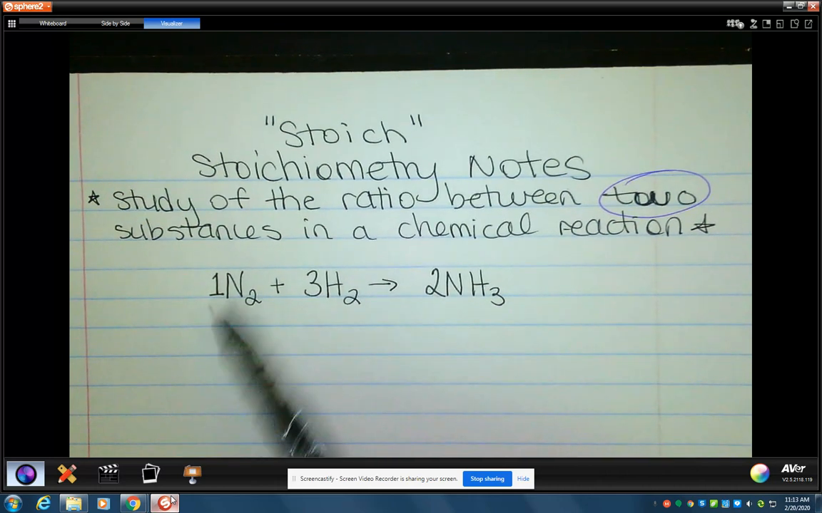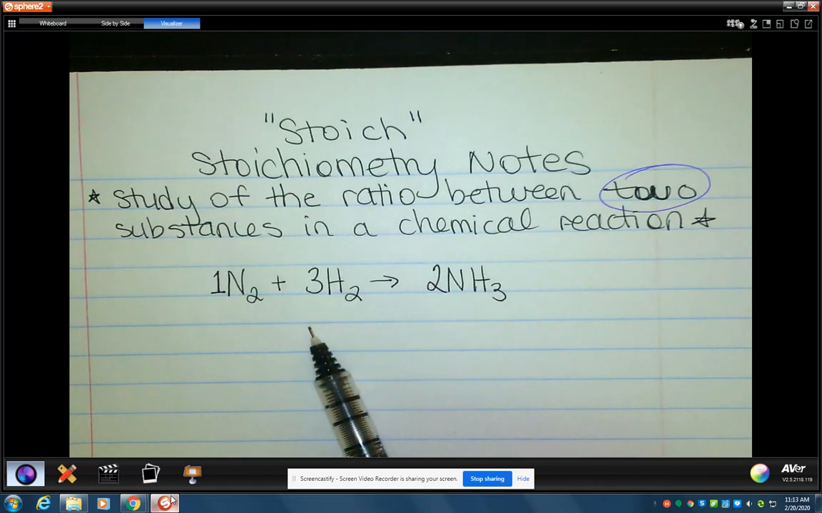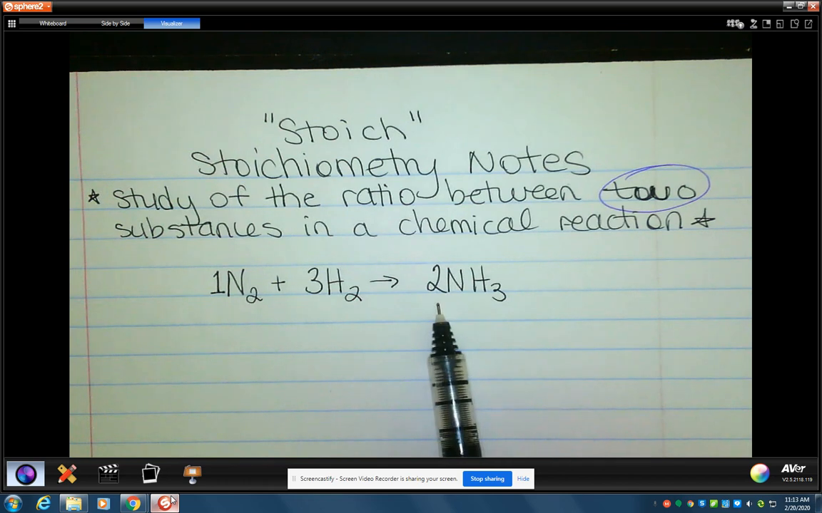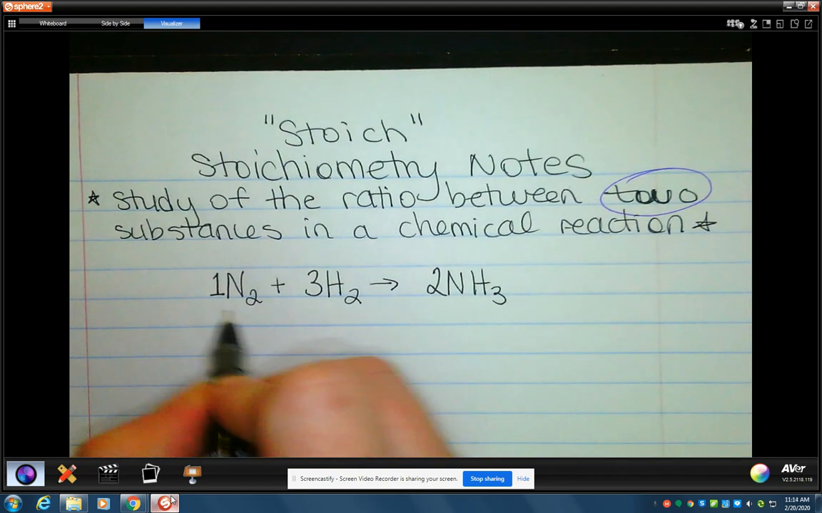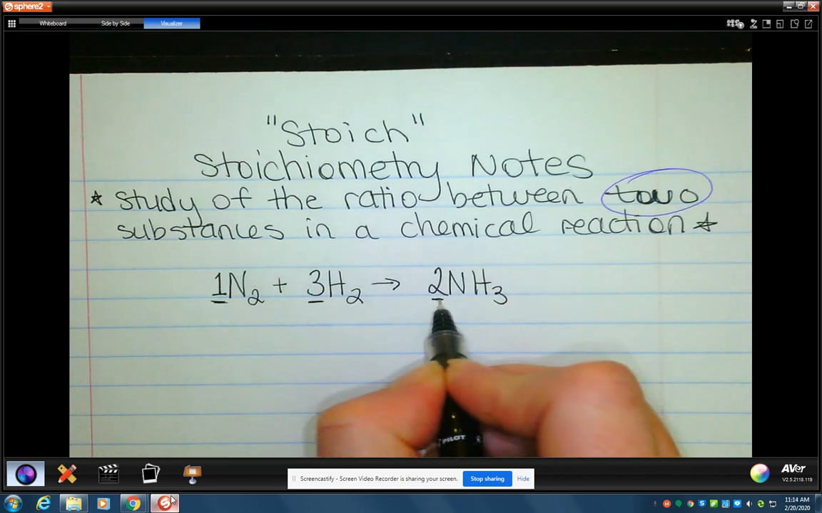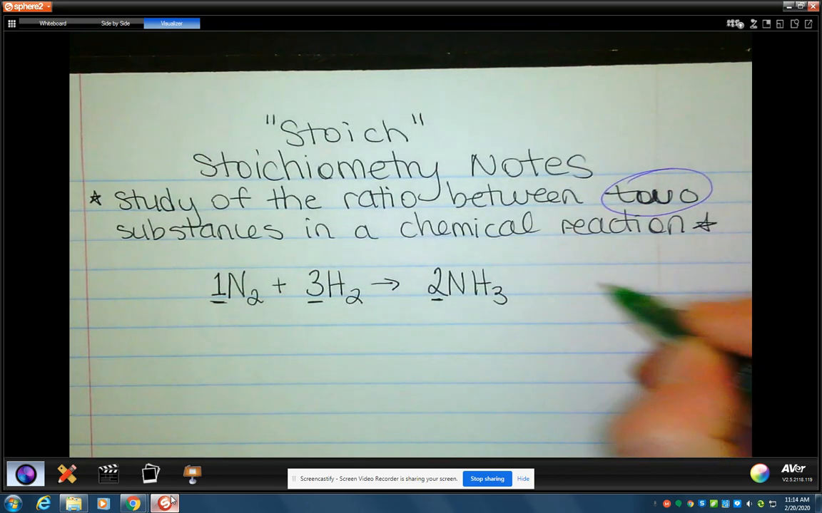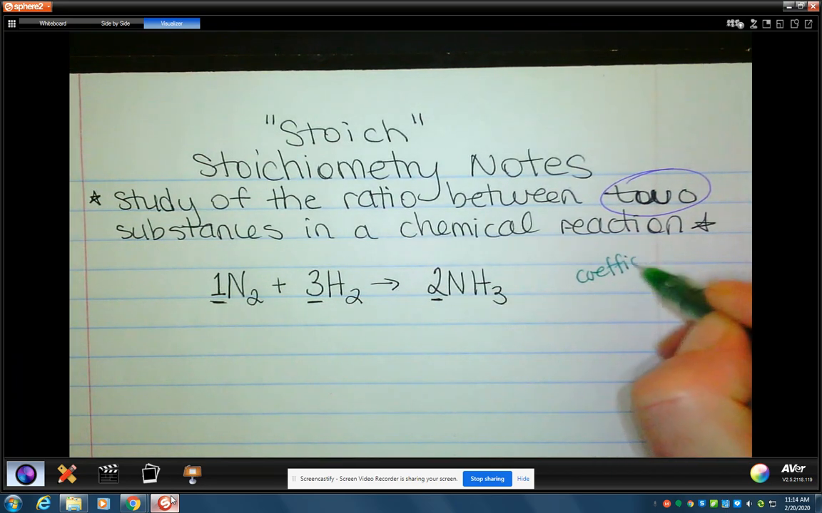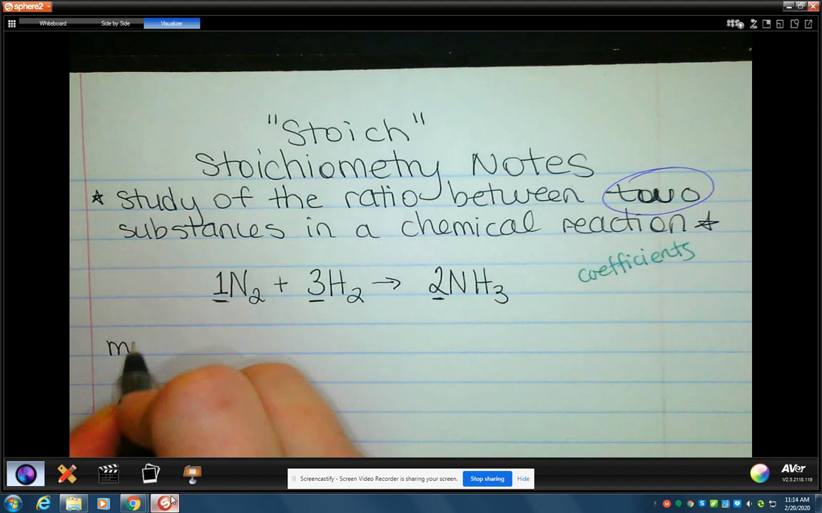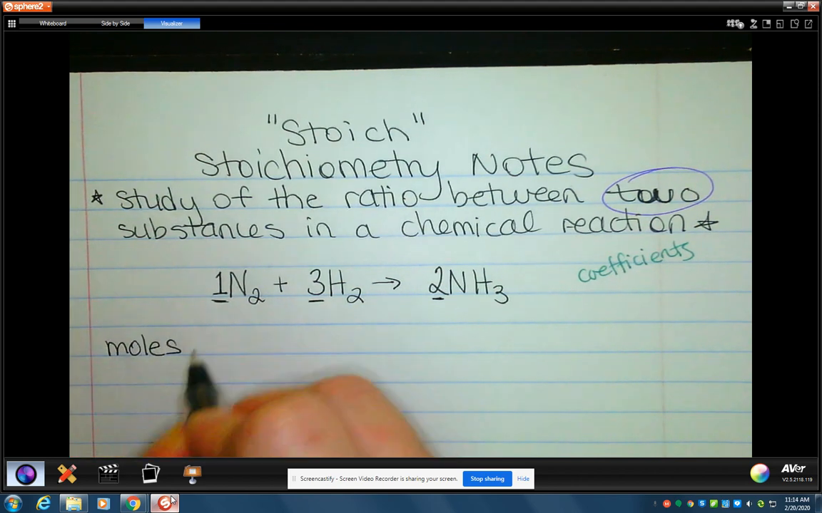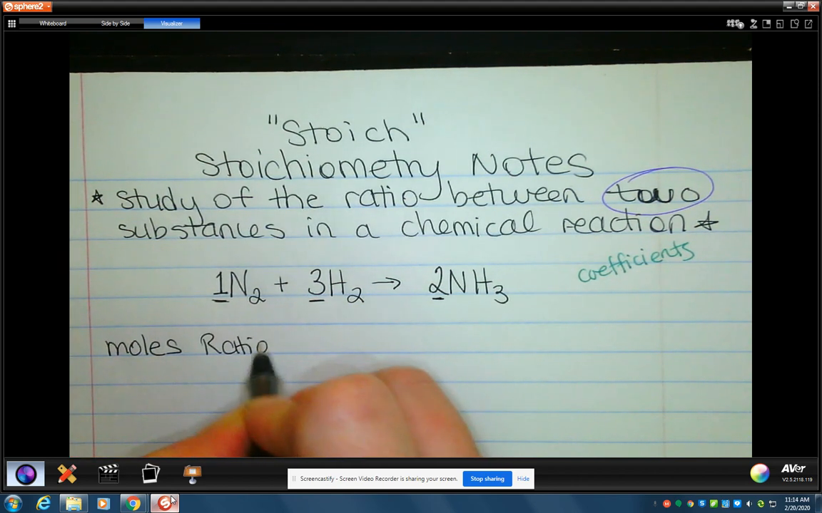Now I could have 5 million of these and 5 million of these, and I can determine how many of these I can make. But the base ratio is 1, 3, 2. And we're going to be working a lot with that base ratio. Now the first thing is that you need to realize these numbers, 1, 3, and 2, we've called them in the past coefficients. They are still coefficients, that is still the term for them, but they also mean something else, and it means the quantity of moles. So we're going to look at our mole ratios here.